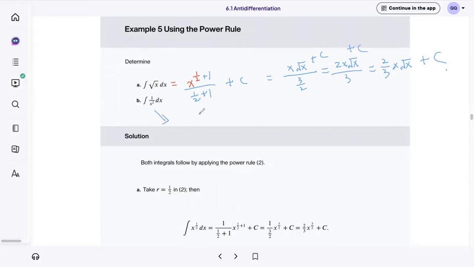Let's see, how do we do this? Well, we have x raised to -2, right? Because 1 over x squared is x raised to -2. We add 1 to this, so we divide by the new exponent, we add c. Well, that's x raised to -1 divided by -1, then plus c. Well, that's just 1 over x with a negative, right? The -1 can pull up front. X raised to -1 is just 1 over x, plus c. And that's it. So keep it simple. Just rewind the process of differentiation.